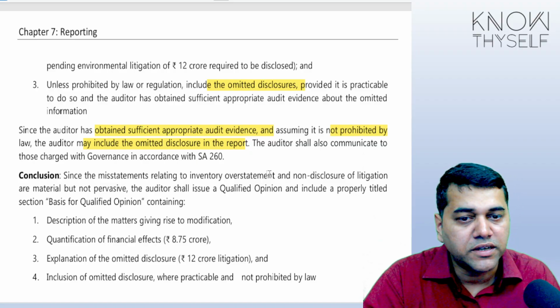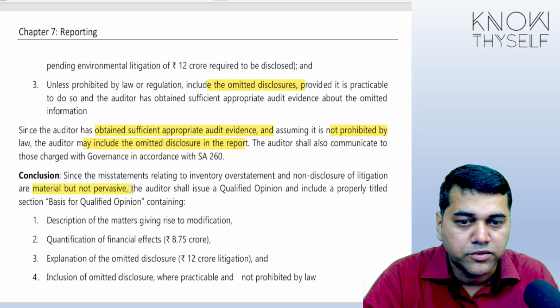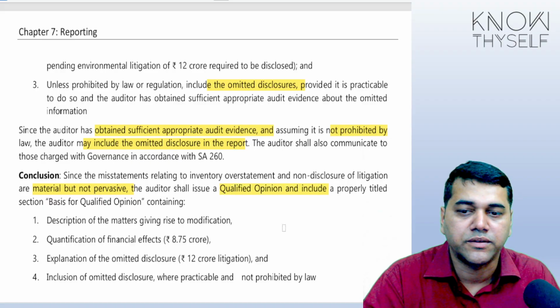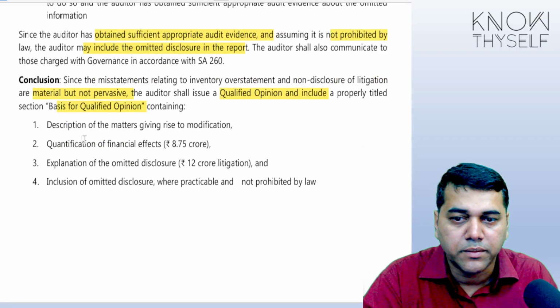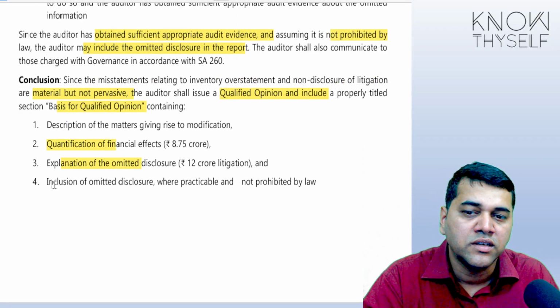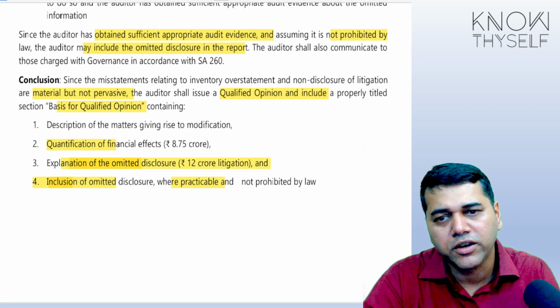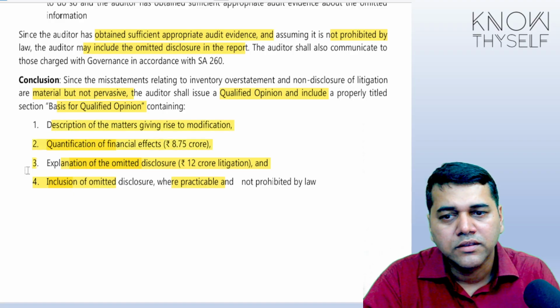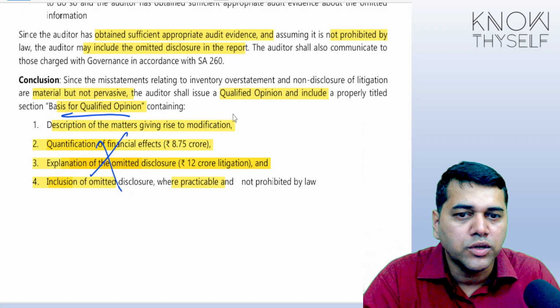Conclusion: since the misstatement related to inventory and the non-disclosure are material but not pervasive, you should issue a qualified opinion. The basis for qualified opinion contains the description of the matters, quantification, explanation, and omitted information where practical. Anyhow, this part is not required. We already explained it previously. You can ignore this. But they have told that you have to issue a qualified opinion.